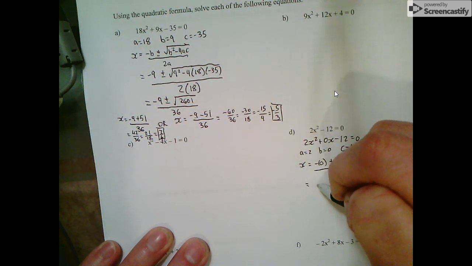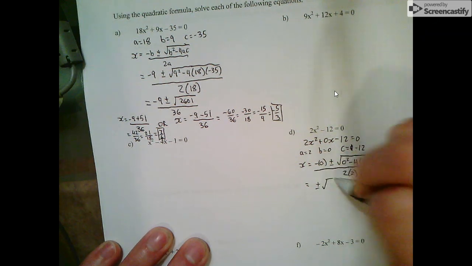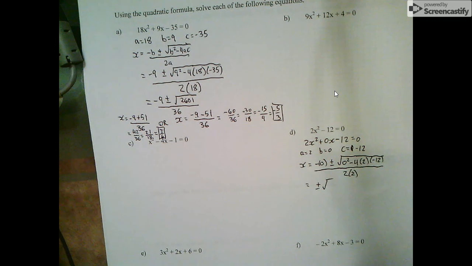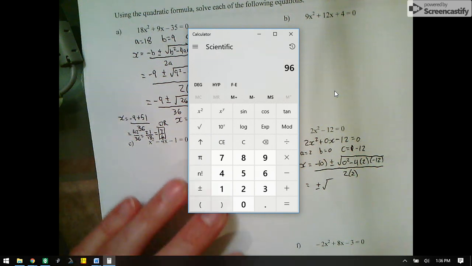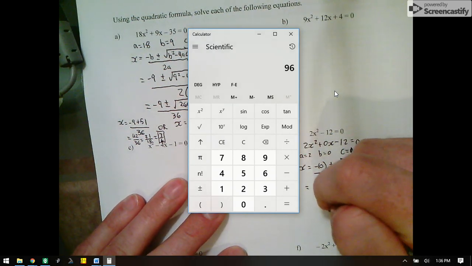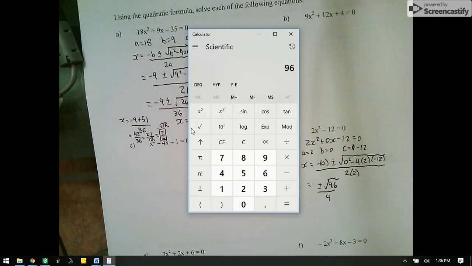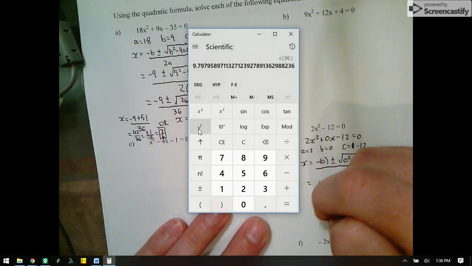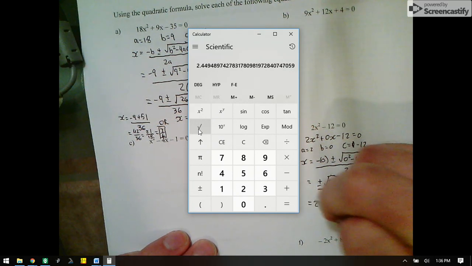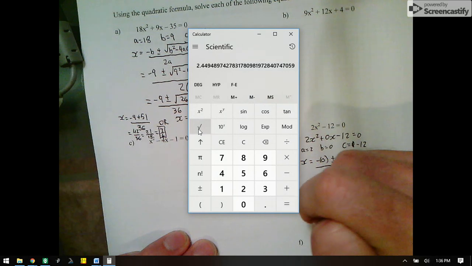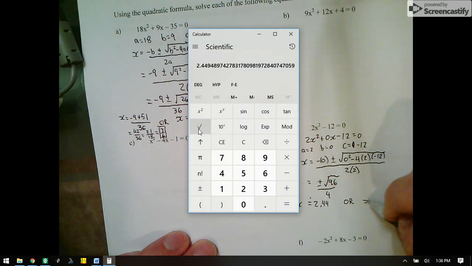So that's 0 plus or minus, so just plus or minus the square root of negative 4 times 2 is negative 8, and negative 8 times negative 12 is 96. So root 96 all over 4. And the square root of 96 is that, divided by 4. So that's going to be 2.44 approximately. And x is approximately equal to negative square root of 96 divided by 4, which is negative 2.44.